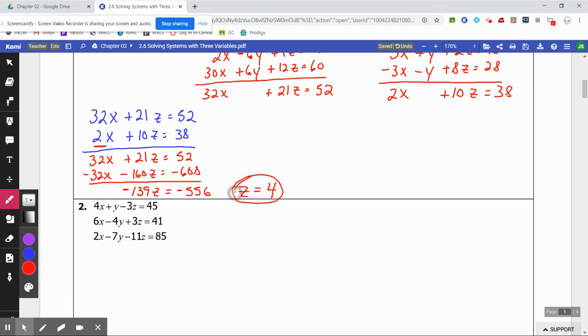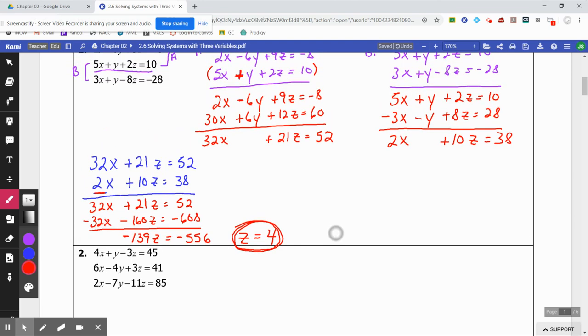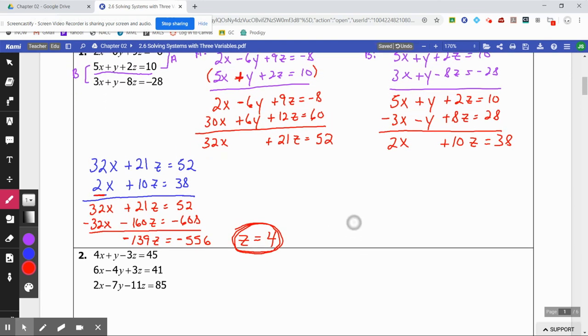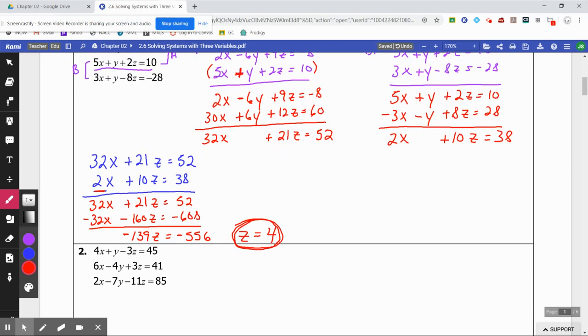Now, what we've got is one of our three answers. We are looking for an x, we're looking for a y, we're looking for a z. Now, here's what you've got to do. Once you find a z, go back to one of the two, either equation A or equation B. Let's plug the z in there because I have just an x and a z in those equations. So therefore, if I plug it back in there, I can now figure out what my x value is.